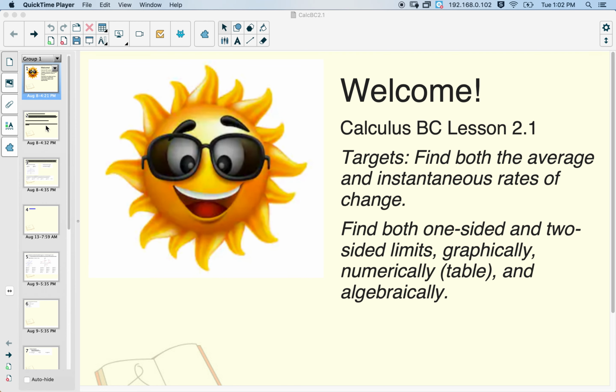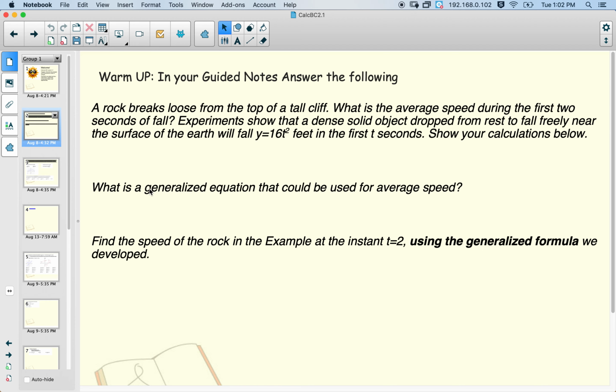If we take a look at this problem, this is the idea of a rock breaking loose from a tall cliff. And we want to know what the average speed would be during the first 2 seconds of the fall. Experiments, and I think those might be experiments regarding gravity, give us that the function y equals 16 times t squared will show us how far the object has dropped. So let's take a look.